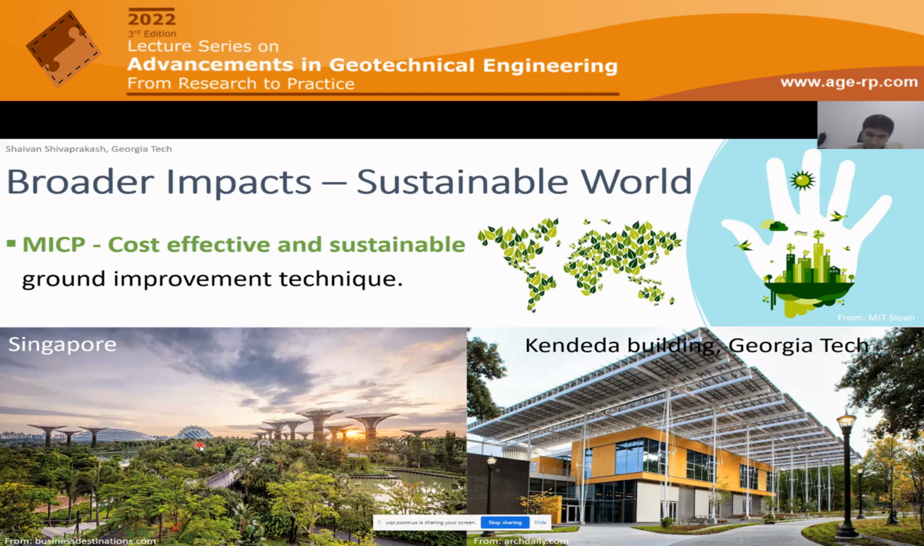And then you have this sort of sustainable infused urban development. And this building on the right side is the Kendeda building here at Georgia Tech. This is the greenest building in the Southeast United States. This building has a net positive energy, which means it basically gives more energy than it consumes. And it is a beacon of sustainability here on our campus.